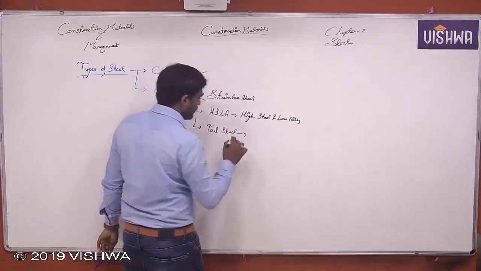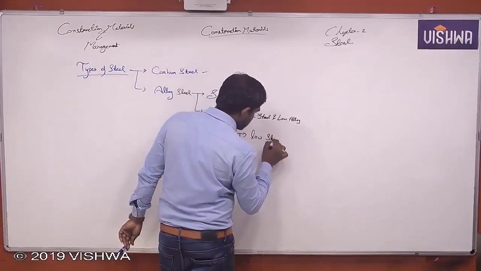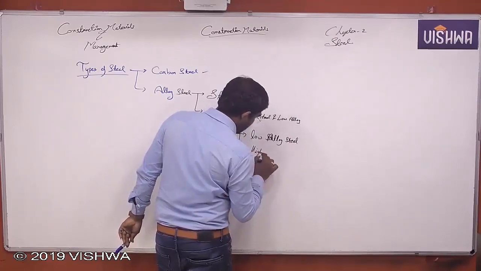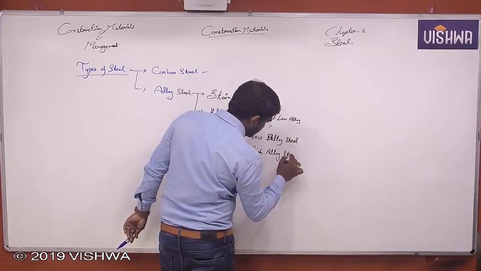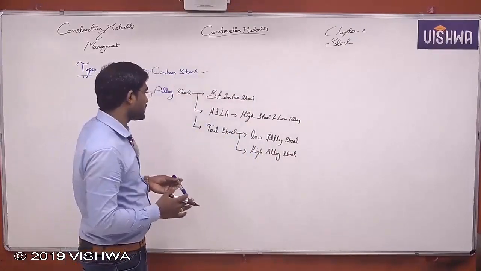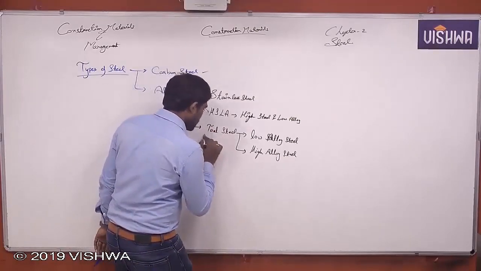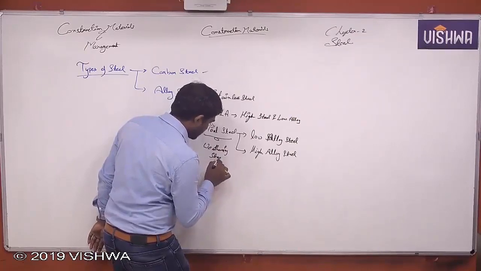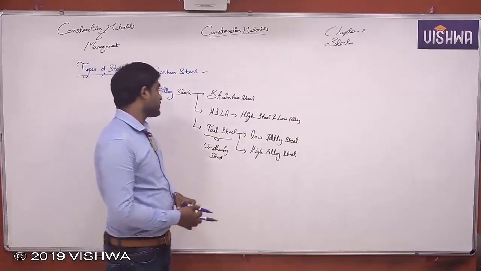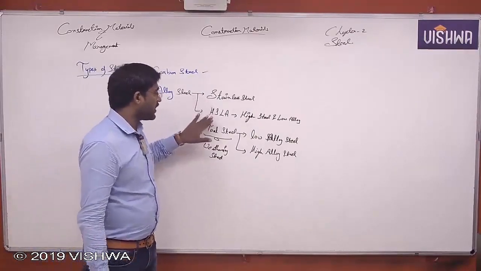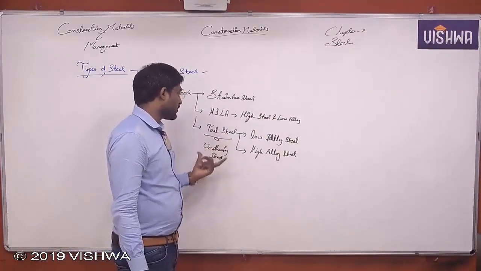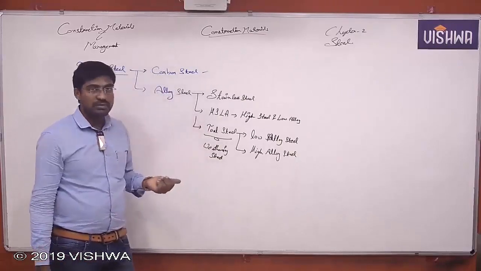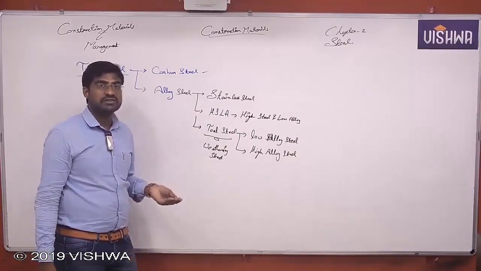Those are categorized into two different elements: low alloy steel and high alloy steel. Depending upon the characterization, tooling steel is also called weathering steel. So these are the three categorizations we will be discussing for alloy steels: stainless steel, high and low alloys, and, for the third one, weathering steel, which is the tool steel, the elements used other than for construction.